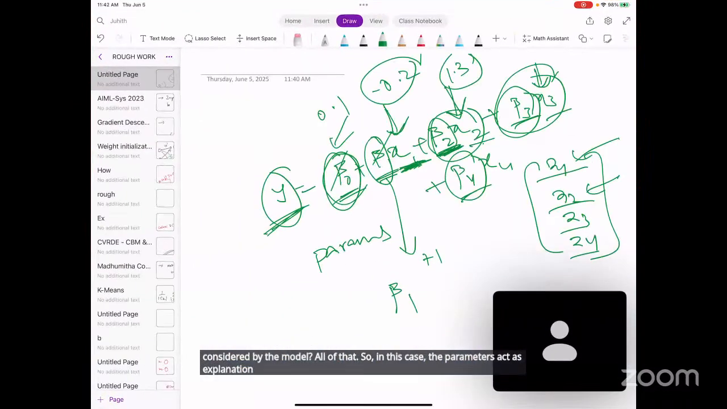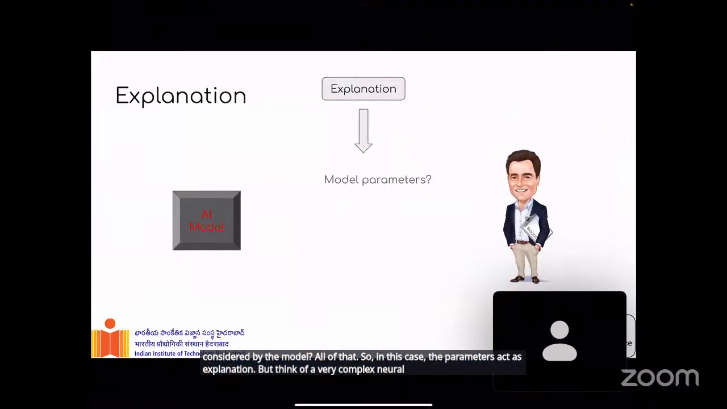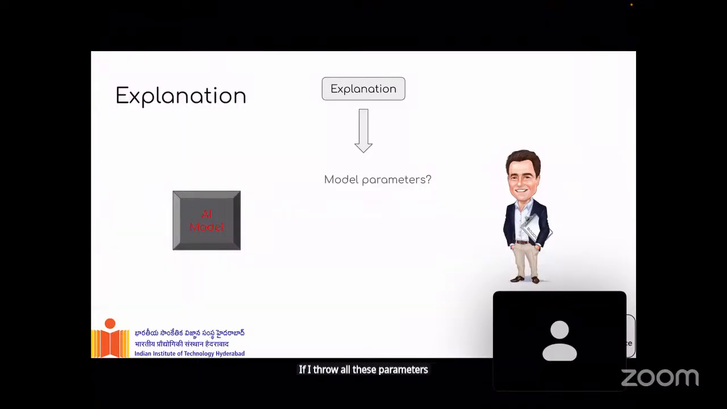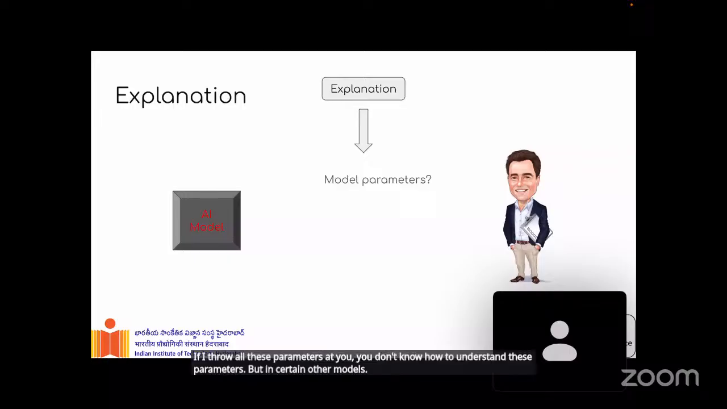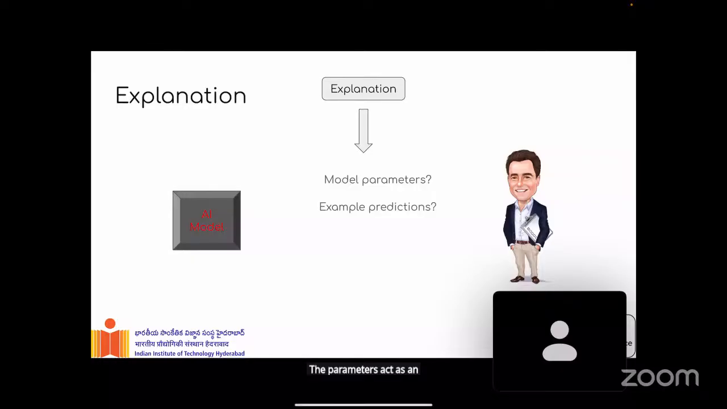But think of a very complex neural network with thousands and thousands of parameters. If I throw all these parameters at you, you don't know how to understand them. But in certain other models, the parameters act as an explanation. Another explanation can be example predictions.